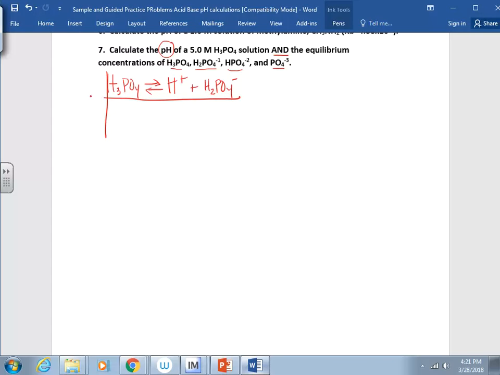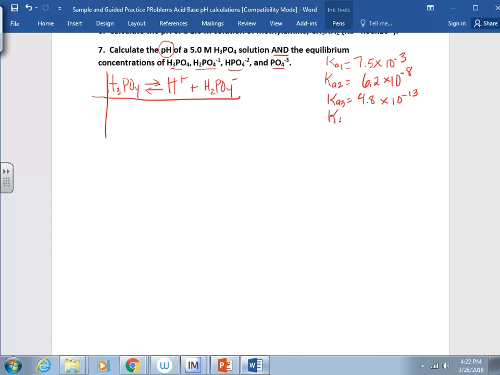And in the appendix of your book is where you'll find these Ka values if they're not given in the problem. Let me just talk to you about the K values. So the Ka1, the one we're talking about here, is equal to 7.5 times 10 to the negative 3. For the second dissociation step, Ka2 is 6.2 times 10 to the negative 8. And for the third dissociation step, Ka3 is 4.8 times 10 to the negative 13.